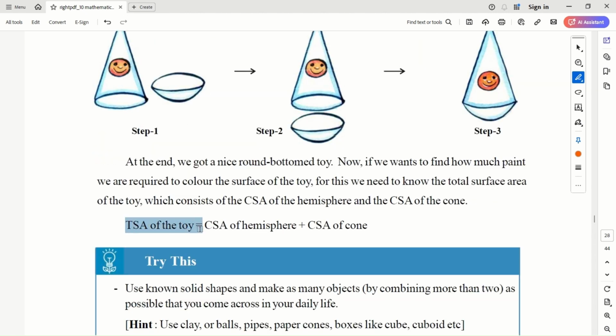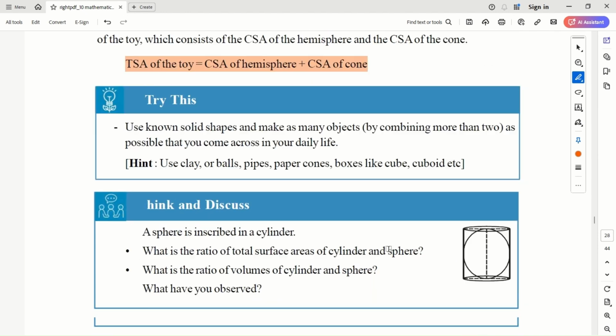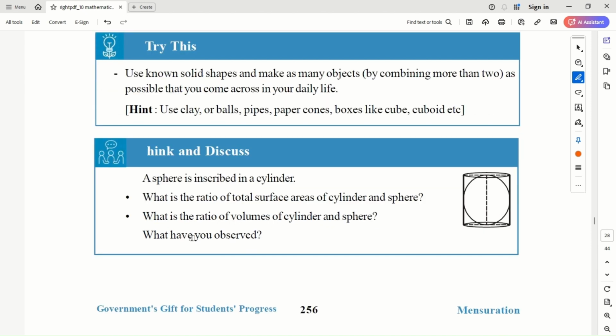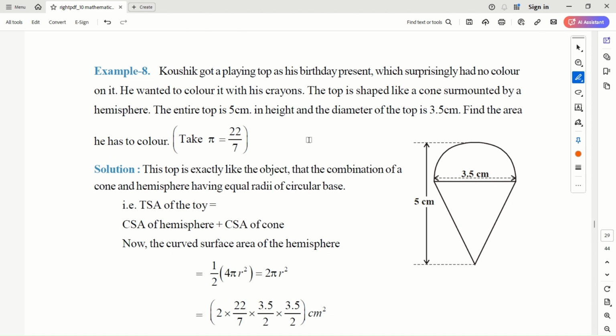So the total surface area of the toy is the curved surface area of the hemisphere and the CSA of the cone. So this is a straightforward question which you can do yourself. Let's see some examples here.